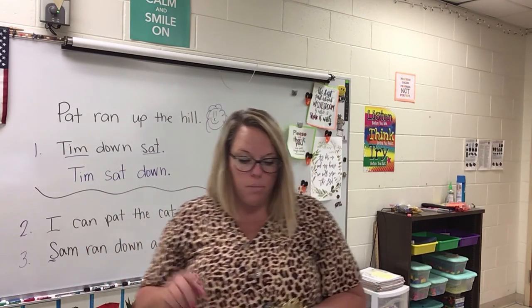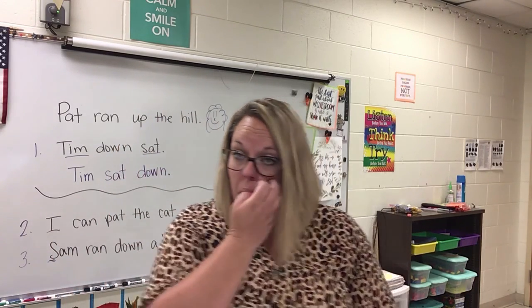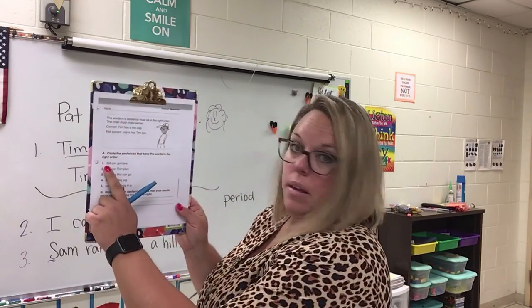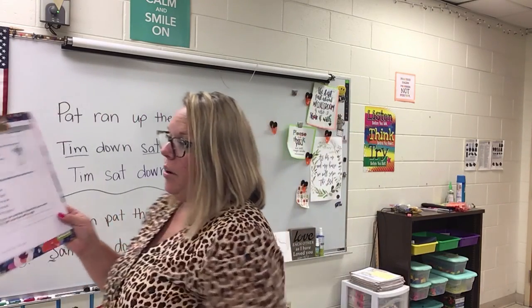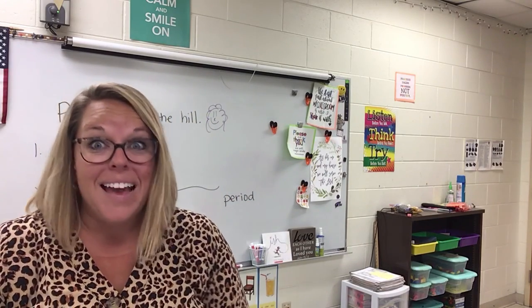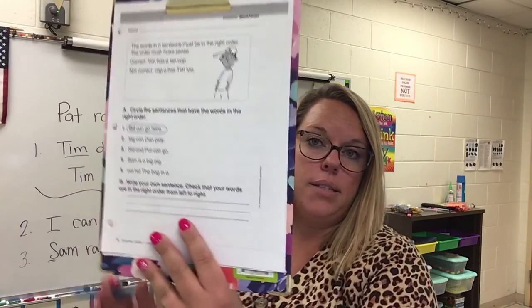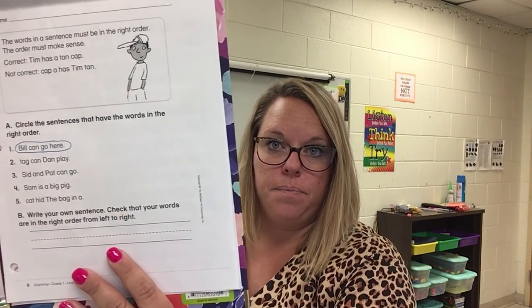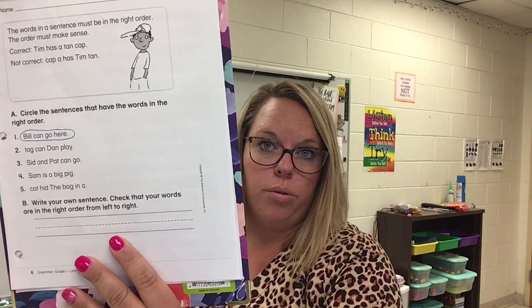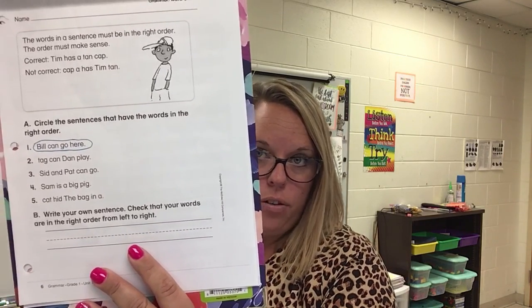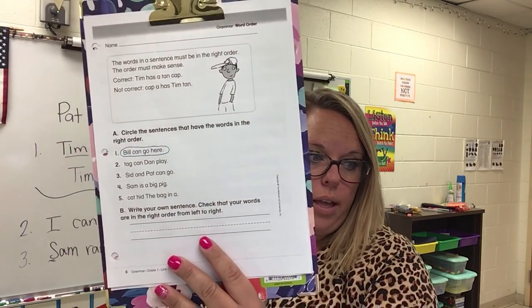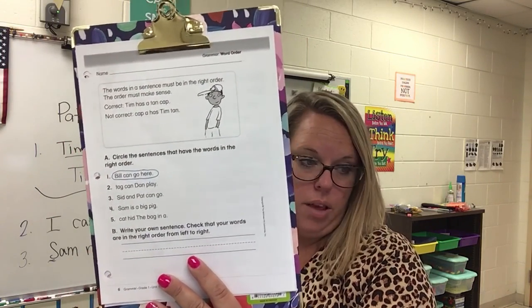We're going to just look at number 1, and the rest of them you are going to look at on your own. Sentence number 1 says, Bill can go here. Is that in the correct order? Yes, it is. Because it's in the correct order, you're going to go ahead and circle the entire sentence. You'll see how I circled my entire sentence. Okay? You're going to go through 2, 3, 4, and 5. If the words are in the correct order, you will circle it just like we did here. If not, you're leaving it alone.